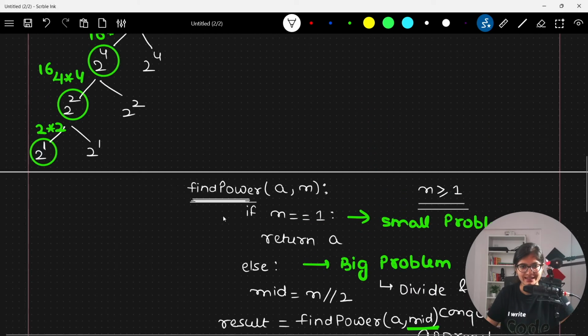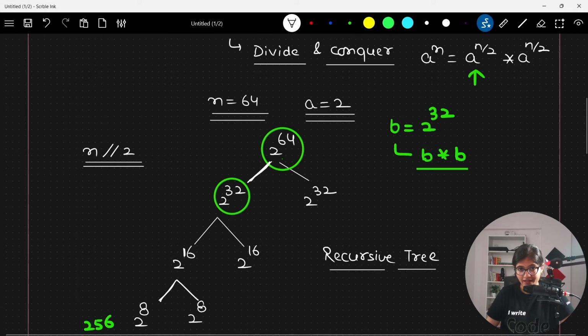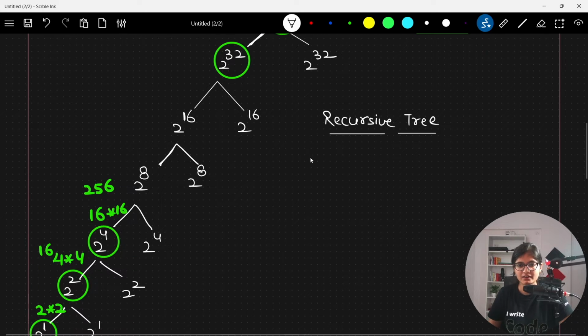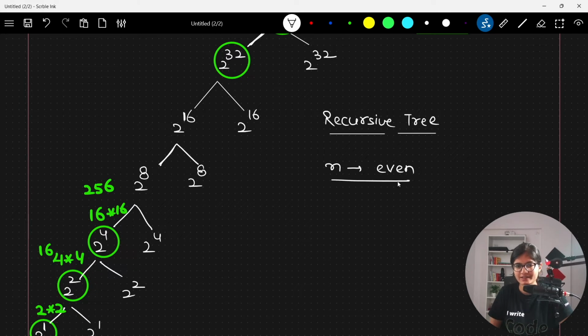Now one important thing to understand here: suppose we have a value of n as even. At that point of time, it is fine. Suppose 2 to the power 64. It is even, so the approach that we are getting is perfectly fine.